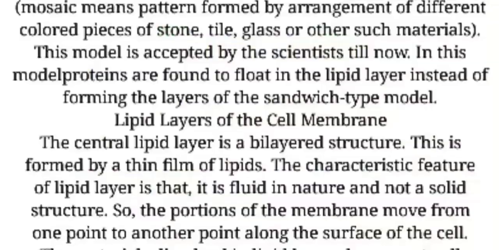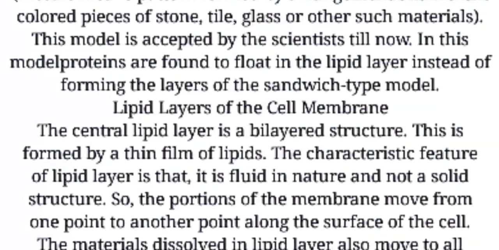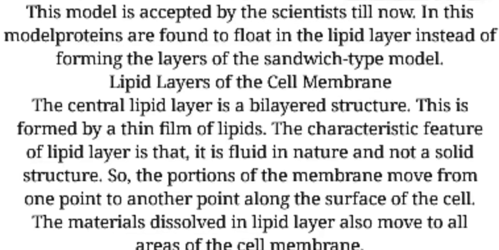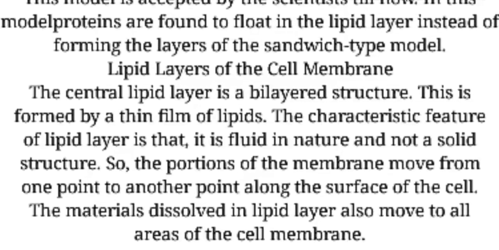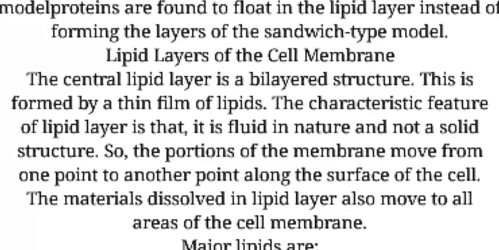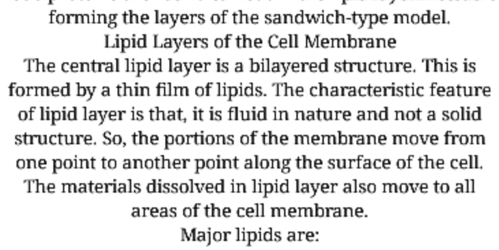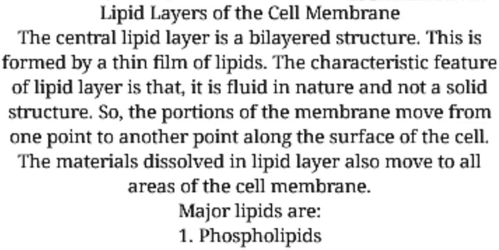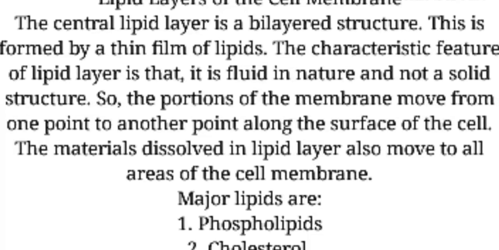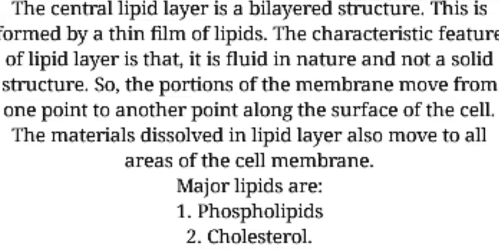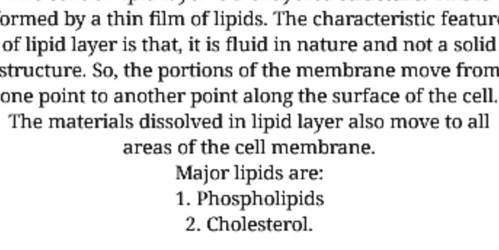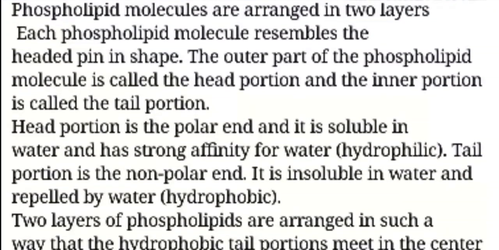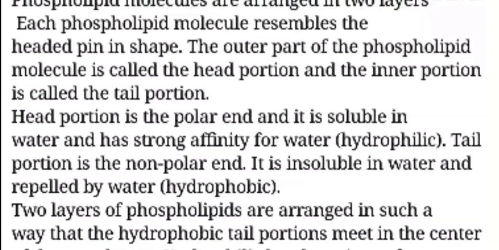Lipid layers of the cell membrane. The central lipid layer is a bilayered structure. This is formed by a thin film of lipids. The characteristic feature of lipid layer is that it is fluid in nature and not a solid structure. So, the portions of the membrane move from one point to another point along the surface of the cell. The materials dissolved in lipid layer also move to all areas of the cell membrane. Major lipids are 1. Phospholipids and 2. Cholesterol.